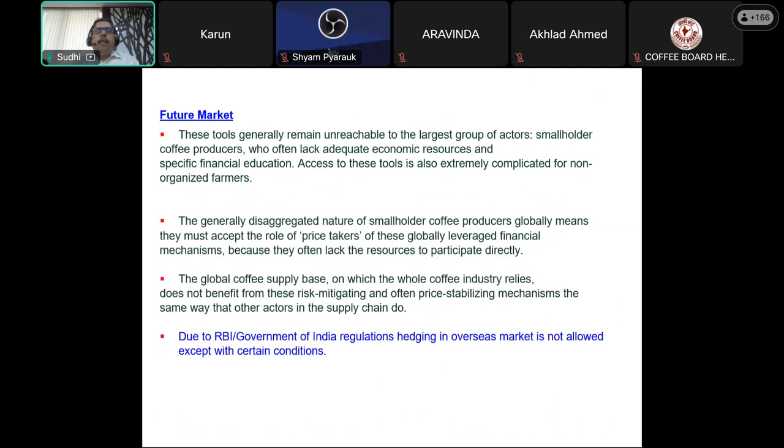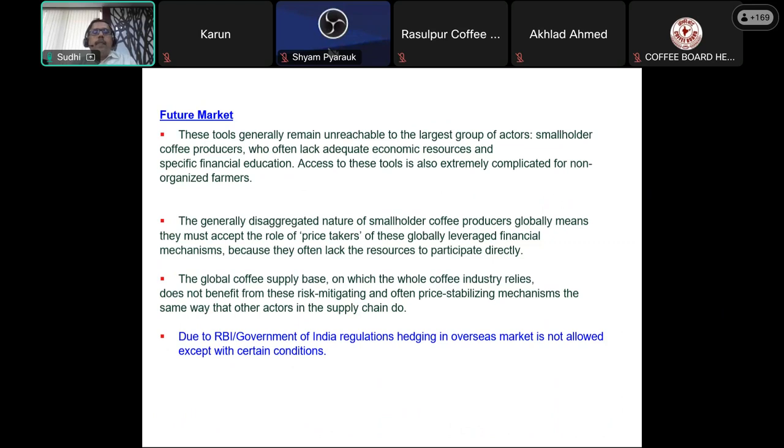These tools generally remain unreachable to the largest group of actors, the smallholder coffee producers, who often lack adequate economic resources and specific financial education. Access to this tool is also extremely complicated for non-organized farmers. A future market is a very technical subject, and we need proper knowledge of it and also economic resources. Economic resources is more about the trade lines outside of India, and the structure that has to be there.